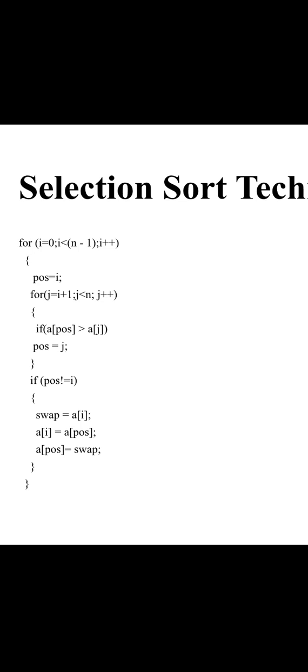So if the position is not equal to i, then you need to swap. If you find an element smaller than your first position element, then you have to do a swapping of A of i and A of position. So your i element will come to the position and the position element will go to your ith place. So that is how the swapping will be done.